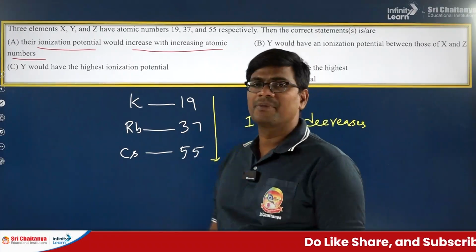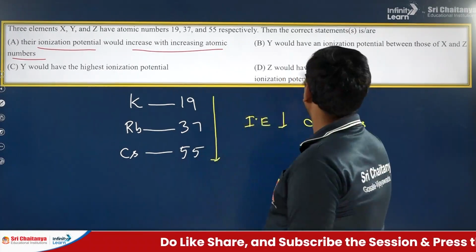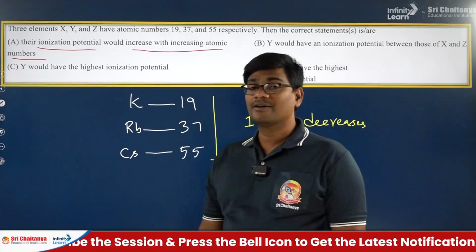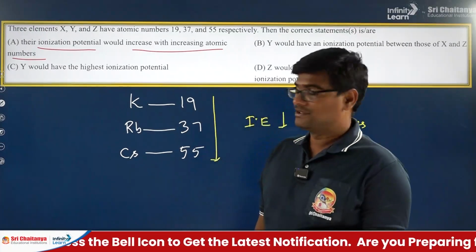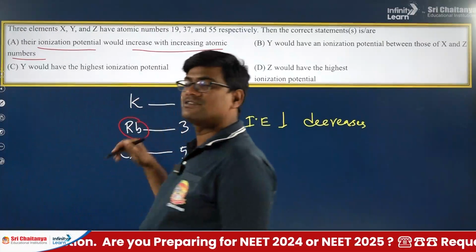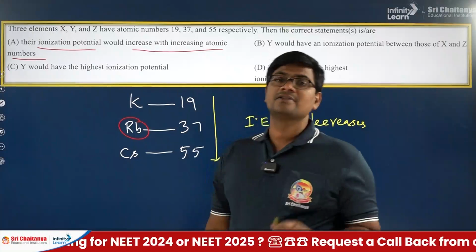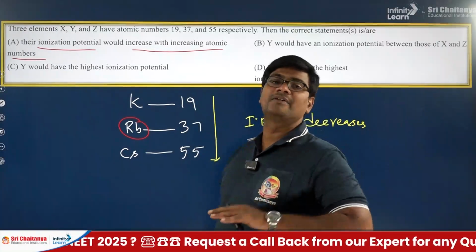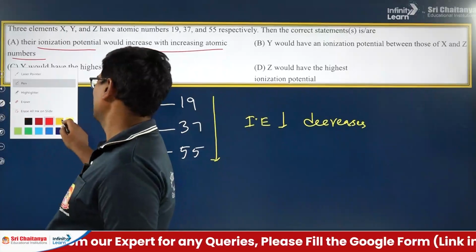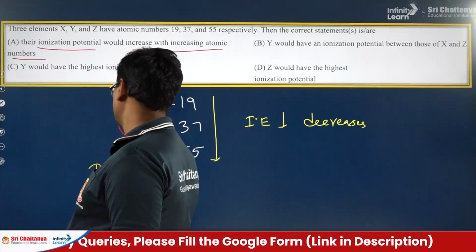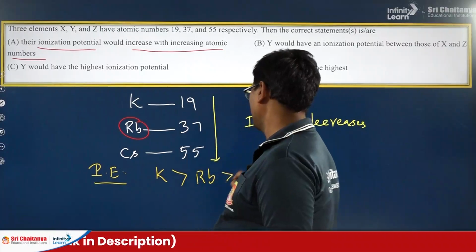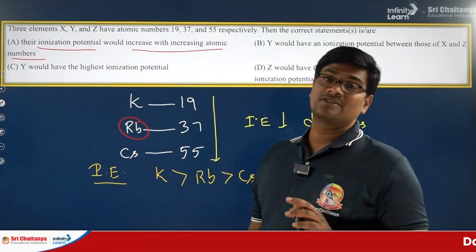Let's go for option B. Y would have an ionization potential between those of X and Z. Obviously, it looks like the right option. What is Y here? Rubidium. The ionization energy of the middle element is the average of, or in between, potassium and cesium. Obviously, no? So what is the actual trend of ionization energy? The actual trend of ionization energy is potassium greater than rubidium greater than cesium. So what is the statement?